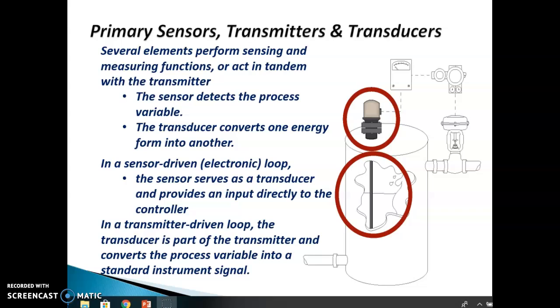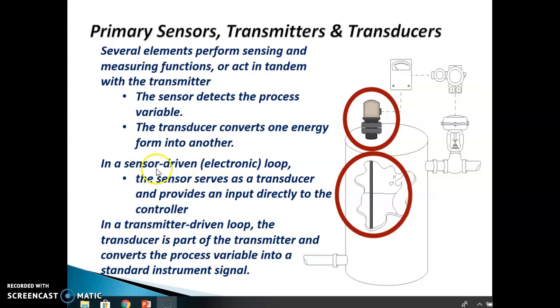But we're really not going to call transducers transmitters, okay? Transducers are going to be for us after it comes out of the controller and what it's going to tell either the control valve or a solenoid valve or whatever to do, okay? Like we talked about last time, there's all different kinds of transducers.